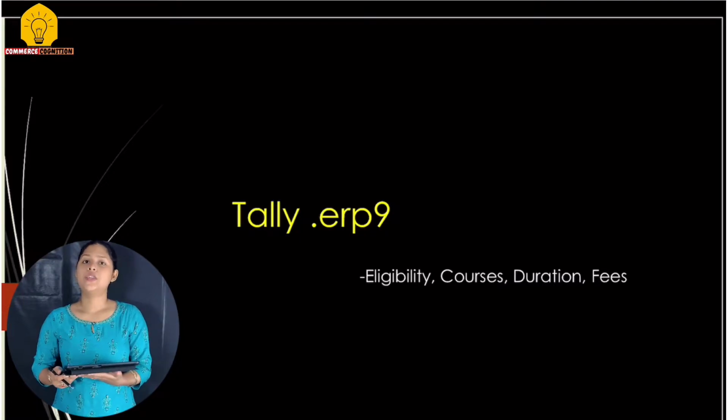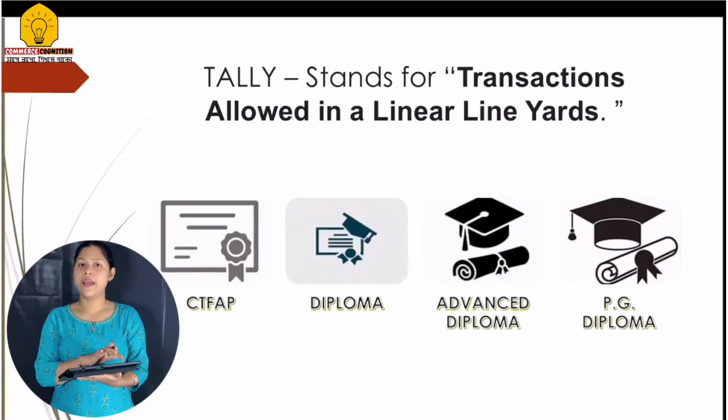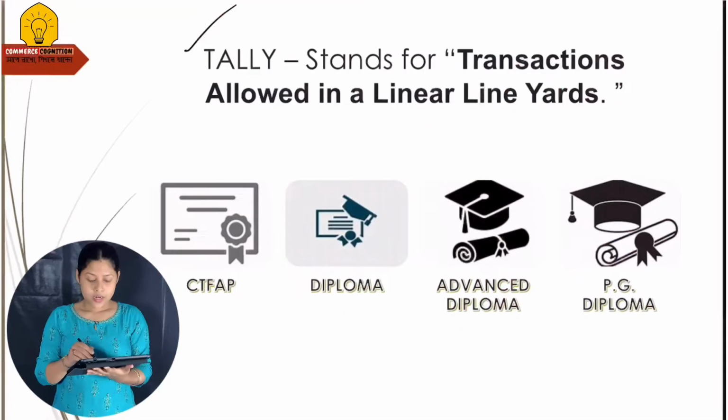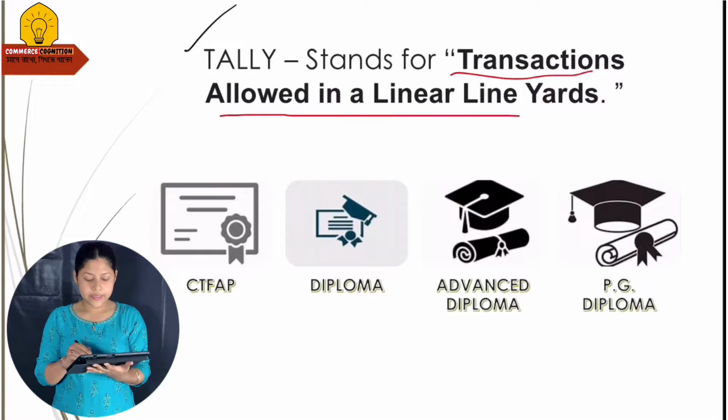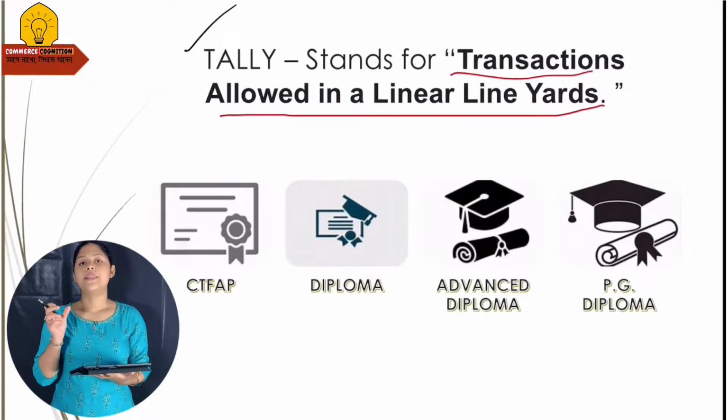Now let's get to the topic about the Tally course, which is Tally.ERP 9. What is called Tally and what is ERP 9? That is what I am going to explain further. First, know the full form of Tally. What does Tally stand for? Transactions Allowed in a Linear Line of Years. And ERP stands for Enterprise Resource Planning. The version is 9. So here the software is called Tally.ERP 9.